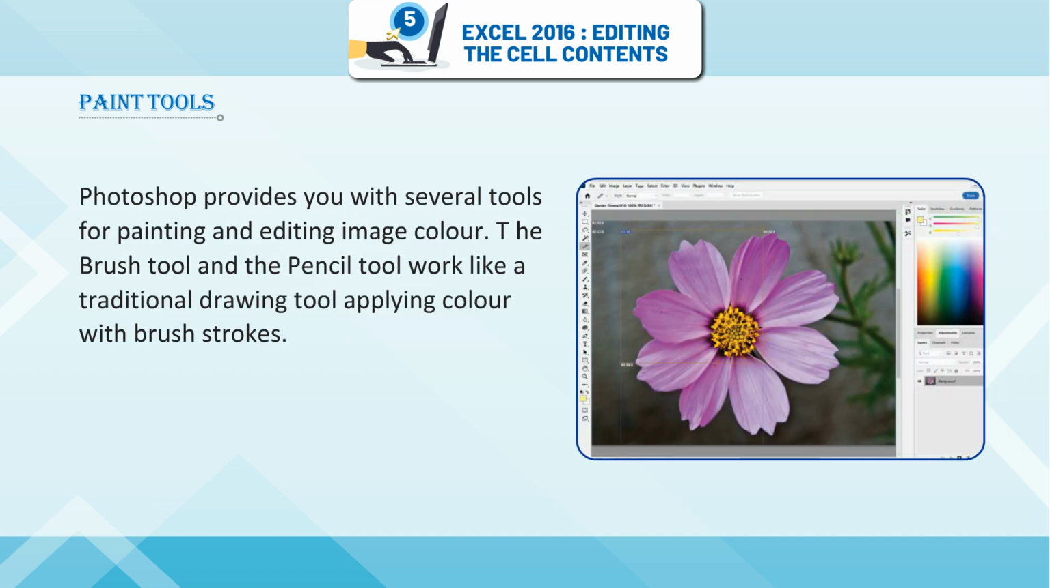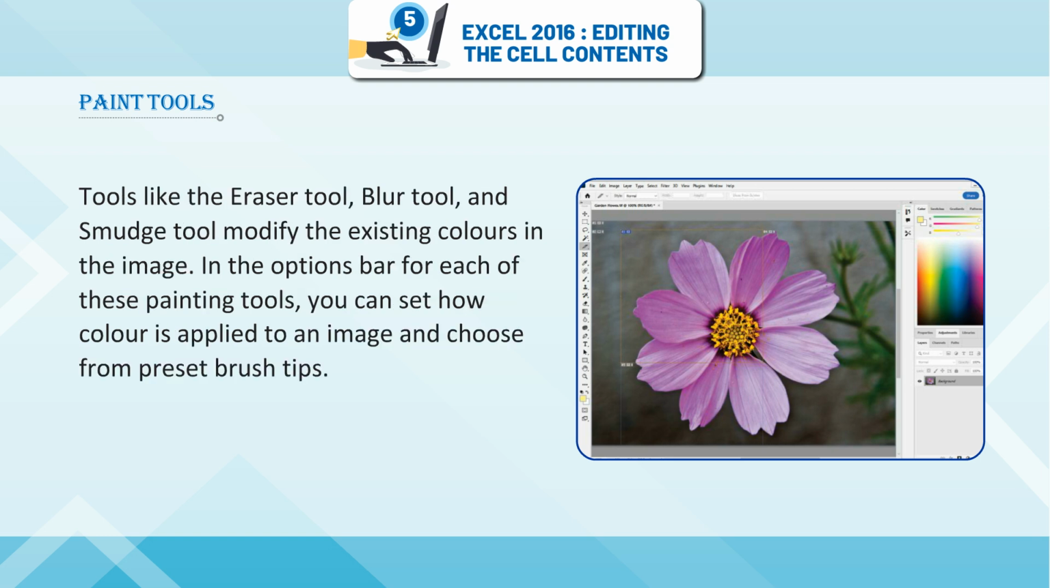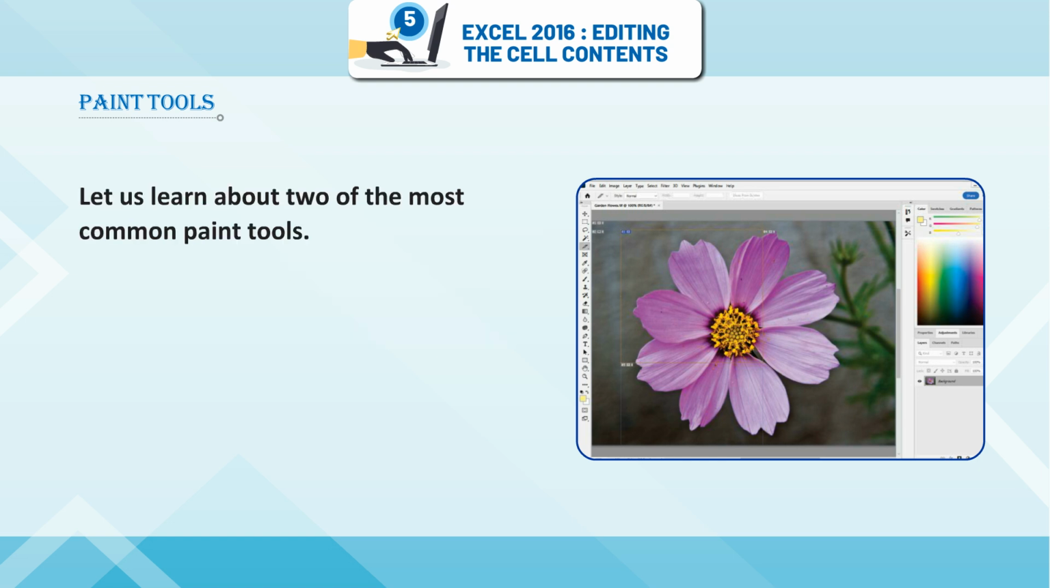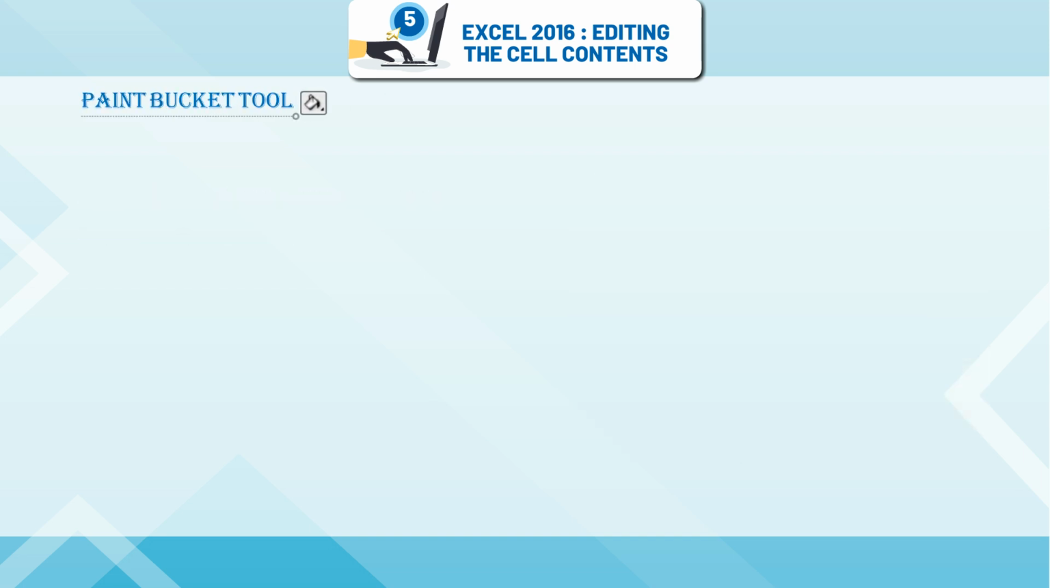Paint tools. Photoshop provides you with several tools for painting and editing image color. The brush tool and the pencil tool work like a traditional drawing tool, applying color with brush strokes. Tools like the eraser tool, blur tool, and smudge tool modify the existing colors in the image. In the options bar for each of these painting tools, you can set how color is applied to an image and choose from preset brush tips. Let us learn about 2 of the most common paint tools.